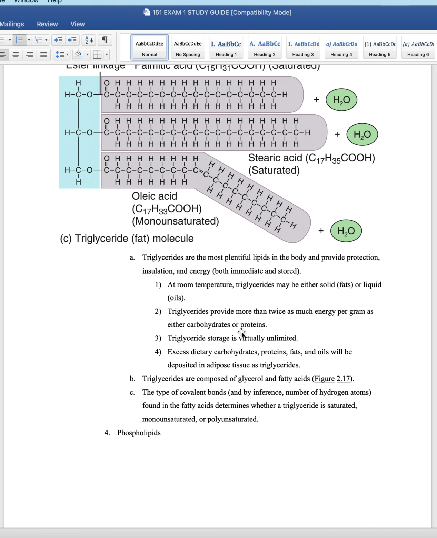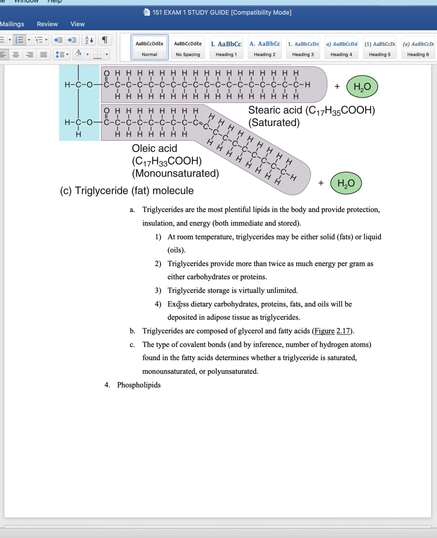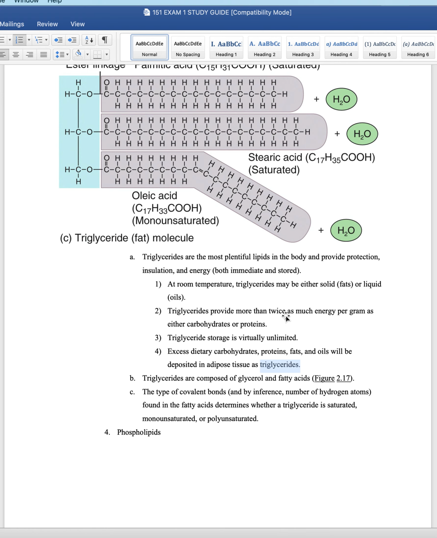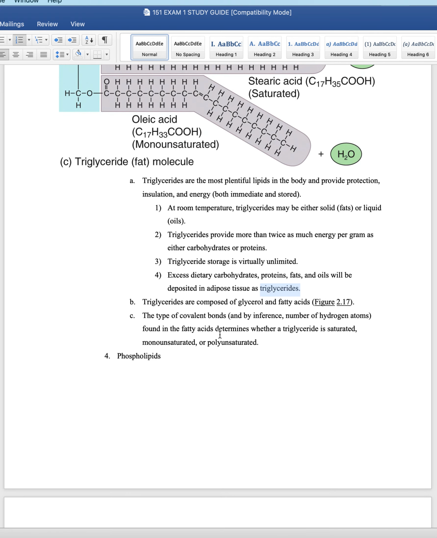And so fat is going to be a really high energy source for us to utilize under conditions of low food. However, under conditions of high food, if we have excess carbohydrates, proteins, etc., they're going to end up deposited in adipose tissue, or fat tissue, as triglycerides. So again, they're your energy storage molecules. Triglycerides have glycerol in the head and the fatty acid tails, and they're held together by covalent bonds.